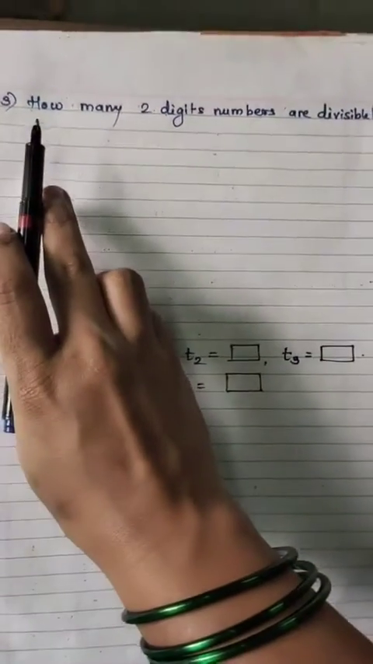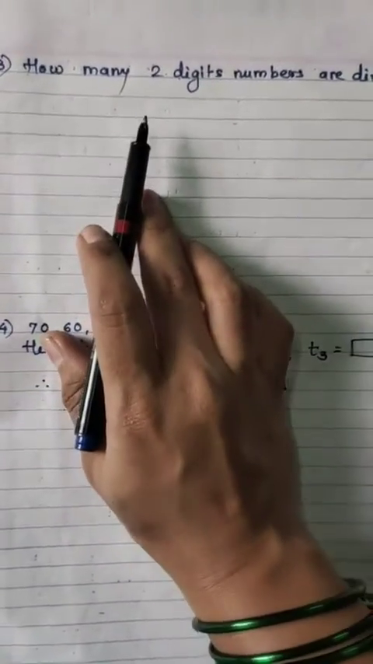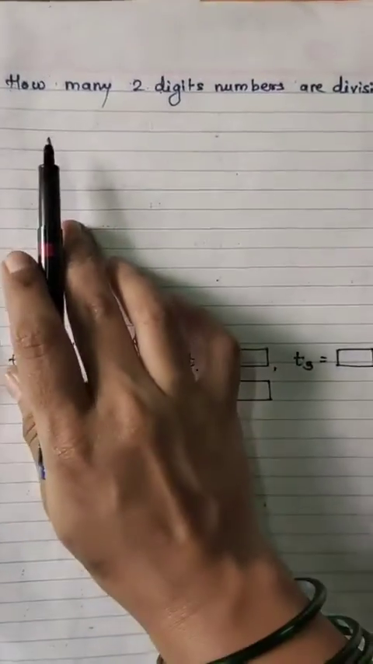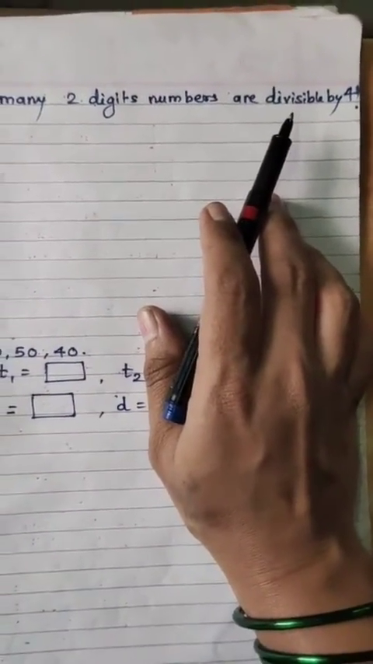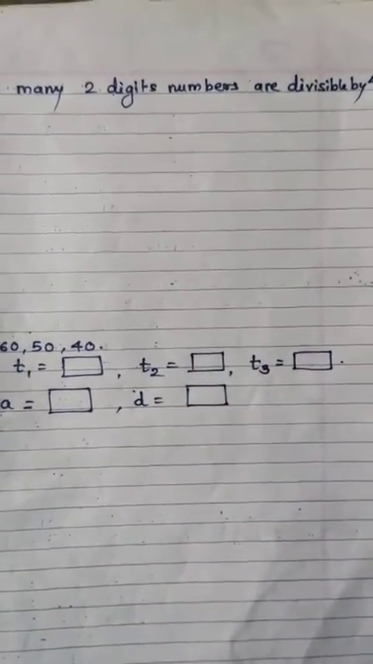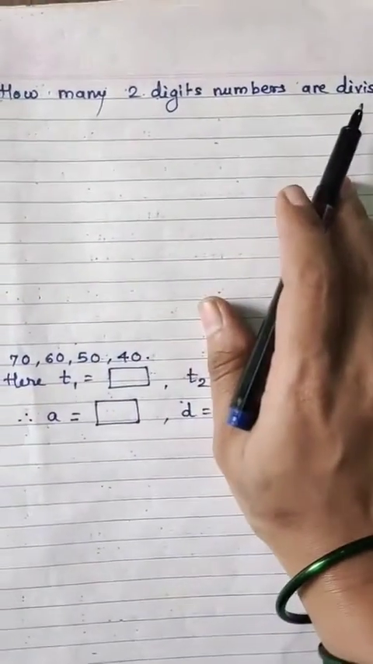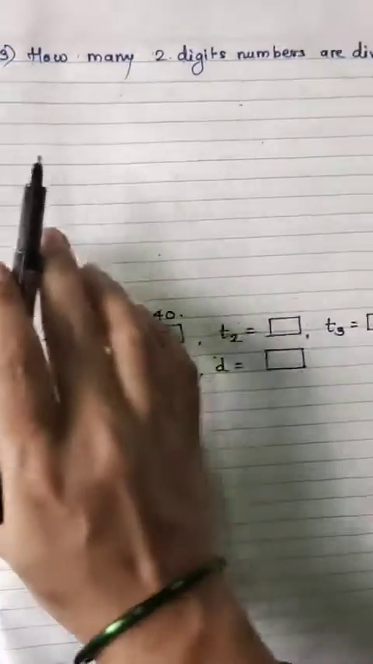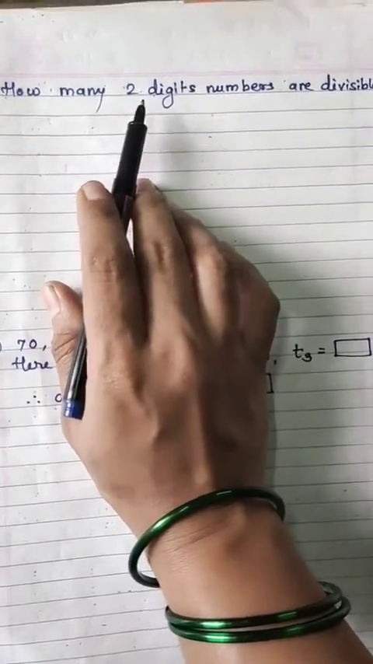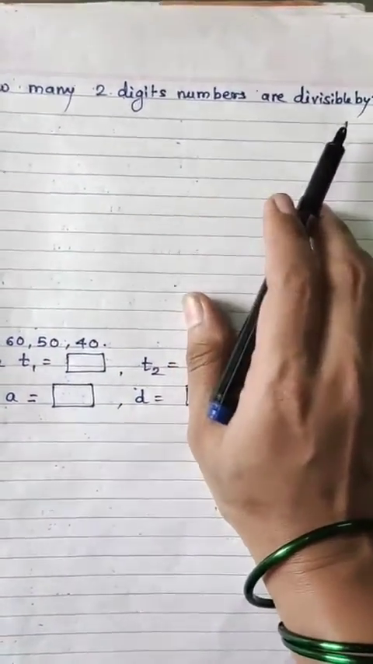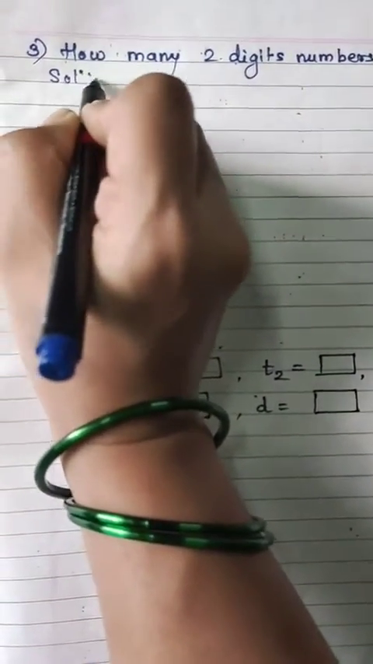The question is, how many 2 digit numbers are divisible by 4? Here in this question, we are asked to find out how many 2 digit numbers are divisible by 4. It means first we have to consider the AP. The AP is not given in this example. While considering the AP, we have to consider 2 digit numbers which are divisible by 4. Now here I will write the solution.